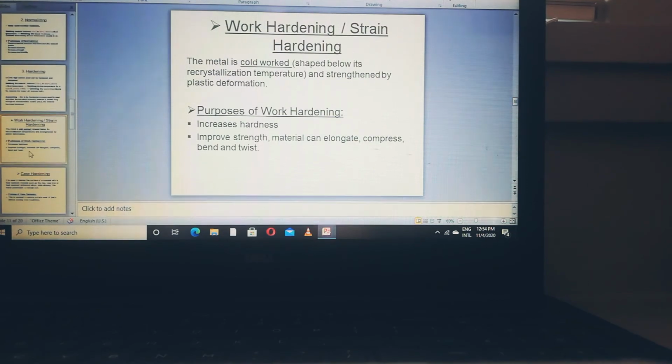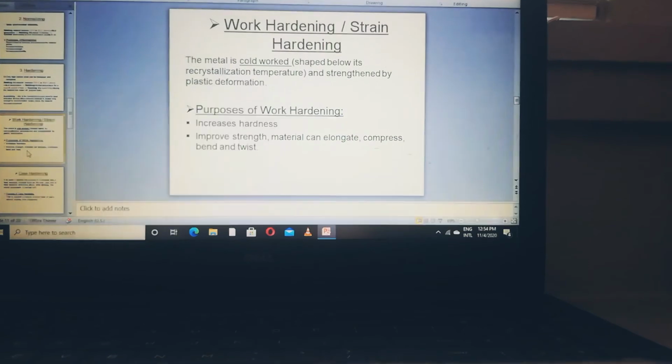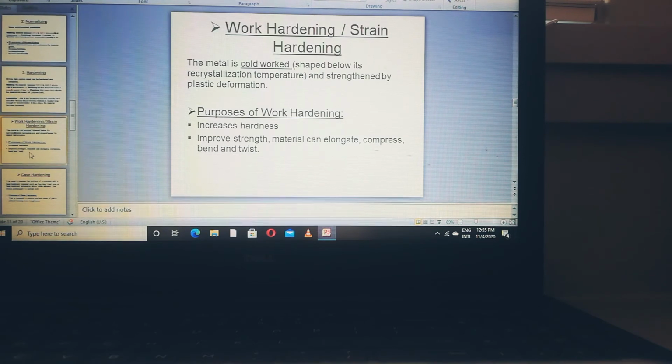Work hardening, also called strain hardening. Here, the metal is cold worked, which means it is shaped below its recrystallization temperature and strengthened by plastic deformation. Why do we work harden the material? Here are the purposes of work hardening. We work harden a material to increase its hardness and improve its strength, which means the material can elongate, compress, bend, and twist.